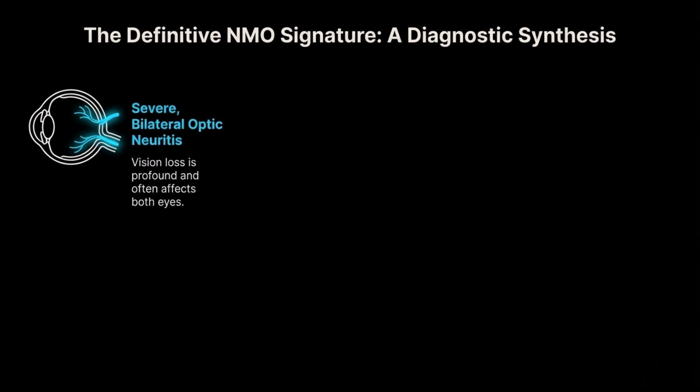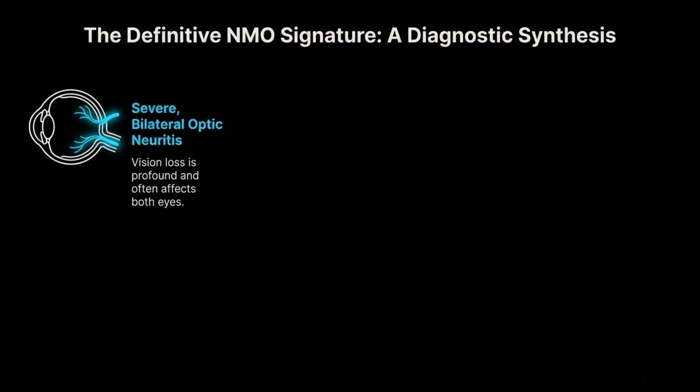Now, let's turn our attention to the official diagnostic criteria for neuromyelitis optica, which is based on the guidelines established by the 2015 International Panel for NMO Diagnosis, or the IPND. The diagnostic criteria for neuromyelitis optica spectrum disorder, or NMOSD, are divided into two main categories based on the patient's serological status. Specifically, whether they test positive or negative for the AQ4 antibody.